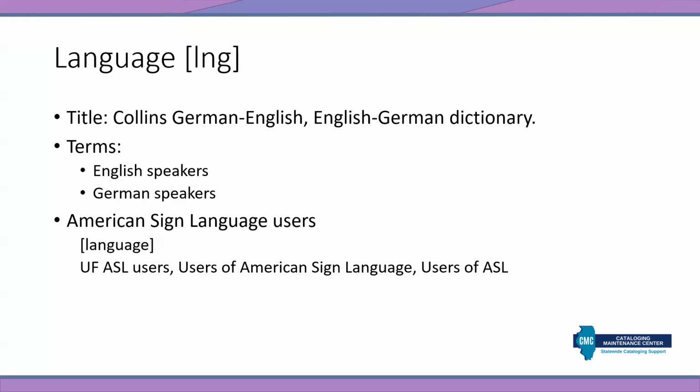So we've got that first example with the title Collins German English, English German Dictionary, and the terms are English speakers, German speakers. And then the second example, we have American Sign Language users, and then we have language in brackets indicating the category, and it's used for ASL users, users of American Sign Language, and users of ASL.